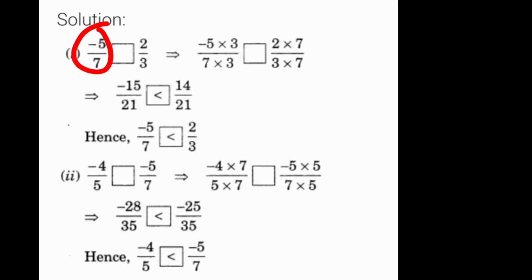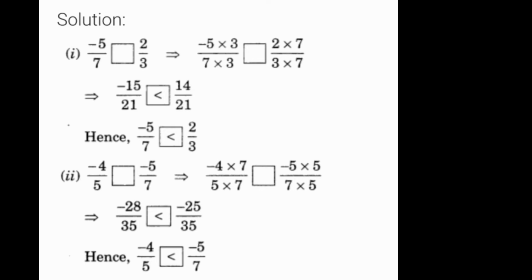Here the first question, negative 5 by 7 and 2 by 3. Their denominators are different. So what should we do? We have to make those denominators the same by finding their LCM. For the first rational number, the denominator is 7. And for the second rational number, the denominator is 3. Now to make both the denominators the same, multiply 7 by 3 and 3 by 7. In the same way, multiply the numerators also.